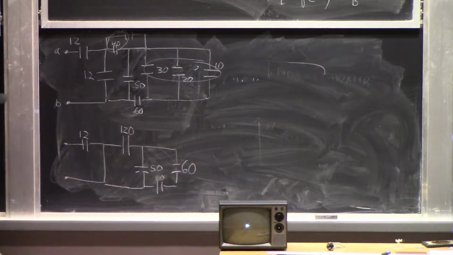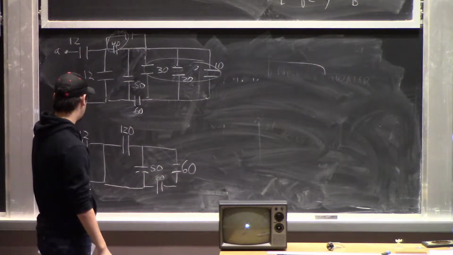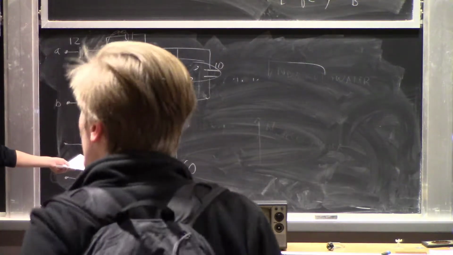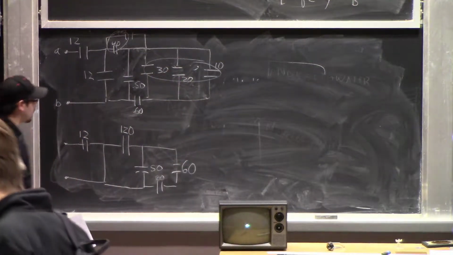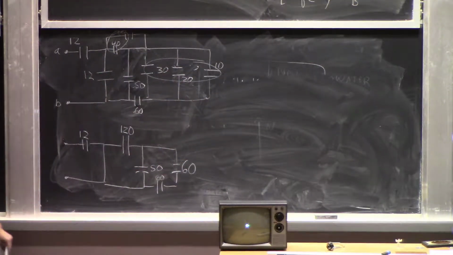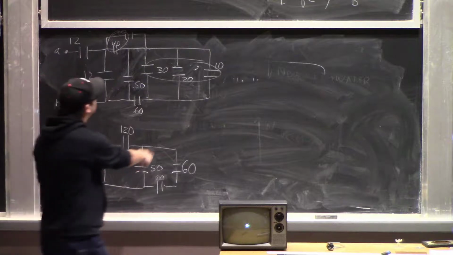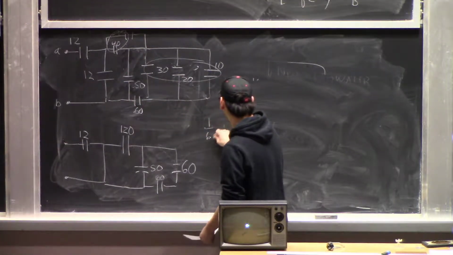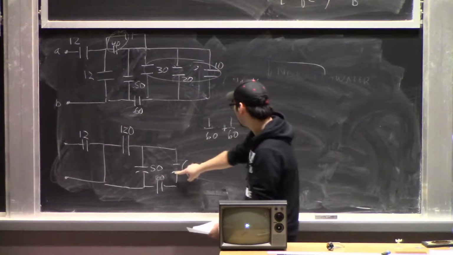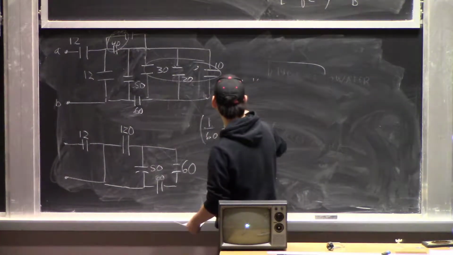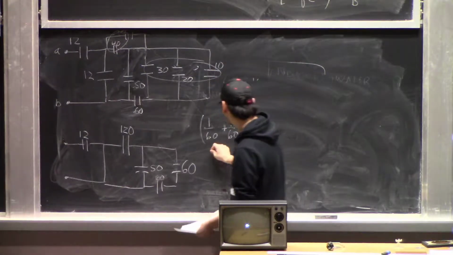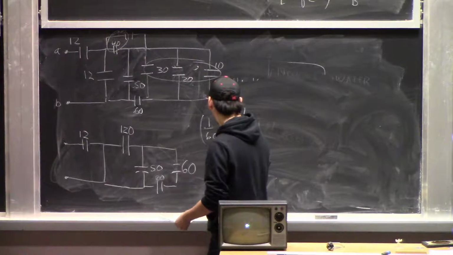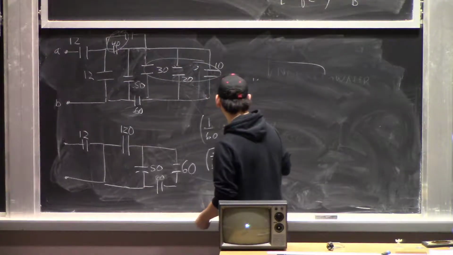Now the next thing that I can do is I realize, am I missing something? No, it's fine. So now what I realize is that these two are in series. So I can add these together with this rule, and that says that 1 over 60 plus 1 over 60 is equal to 1 over CEQ here. If I invert this, it's 2 divided by 60, inverse, which is equal to 30.